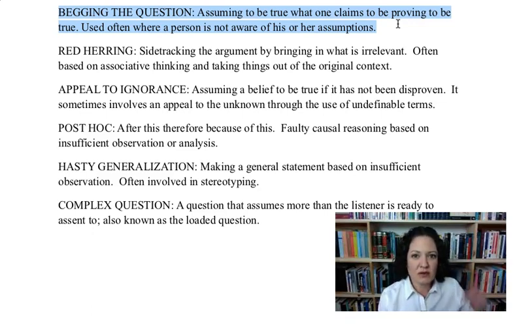So notice we go from God to the Bible to God. And the Bible assumes God, it doesn't prove God. So that's a circular argument. Okay, that's begging the question. You should be proving God outside of the Bible.